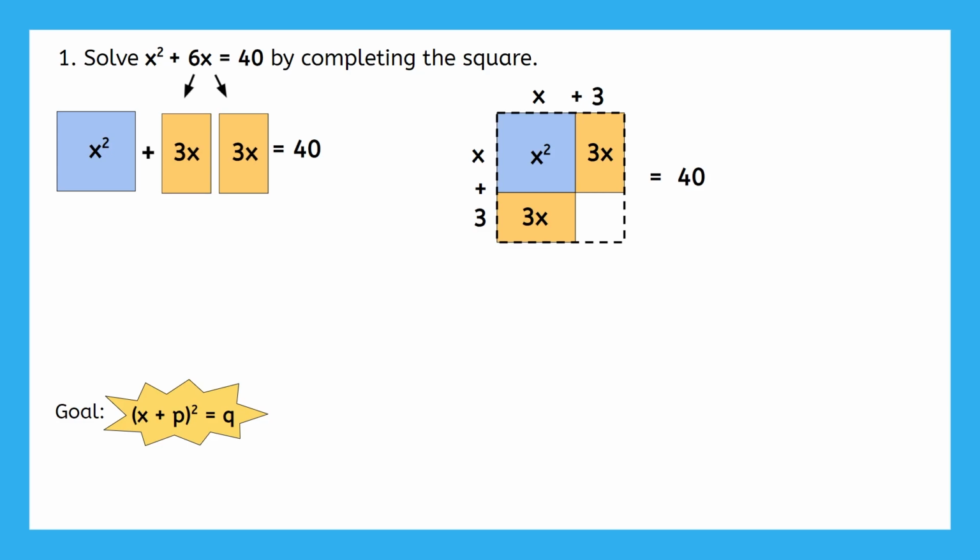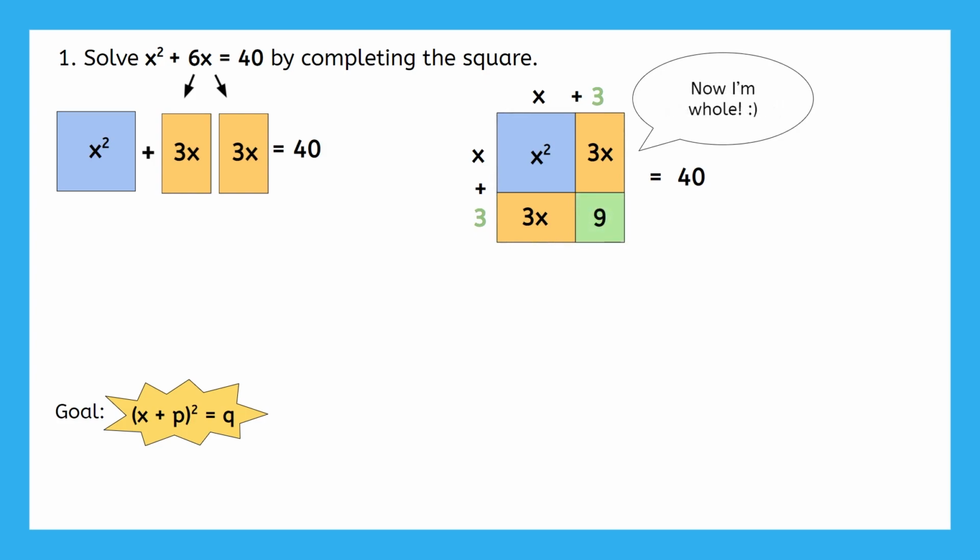But wait, not so fast. Something seems off, right? It seems like this square is not yet complete. It feels like we need to complete this square. What do you think should go in that remaining box? It would have to be 3 times 3, which is 9.